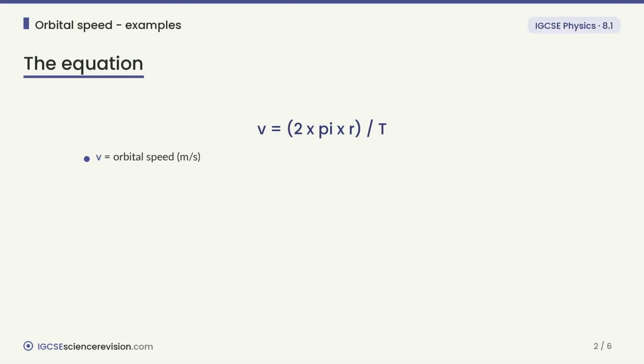Here's the equation: orbital speed v equals 2 pi r over t. V is the orbital speed in meters per second, and r is the radius of the orbit in meters. T is the orbital period, the time for one complete orbit, and it must be in seconds. The trickiest part of these questions is usually converting the time into seconds first.